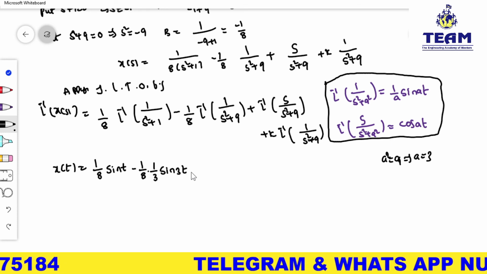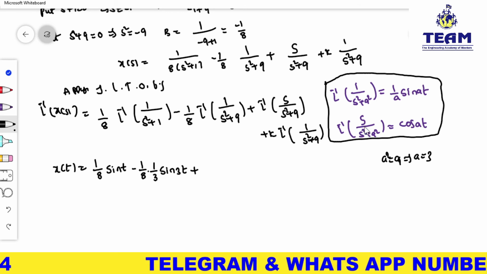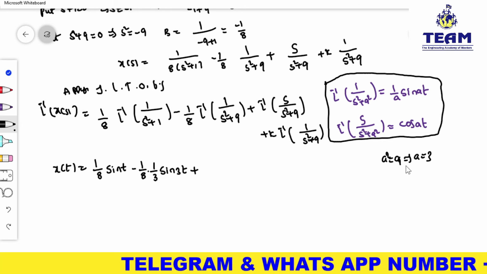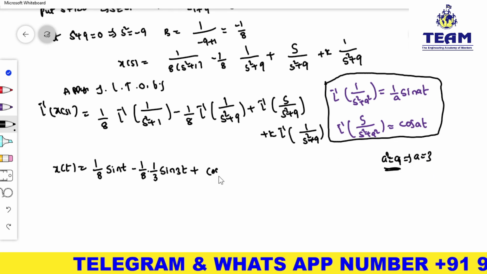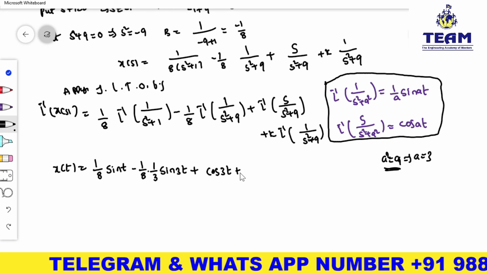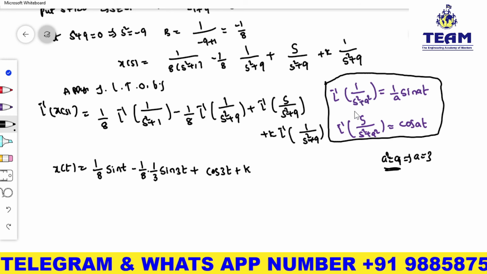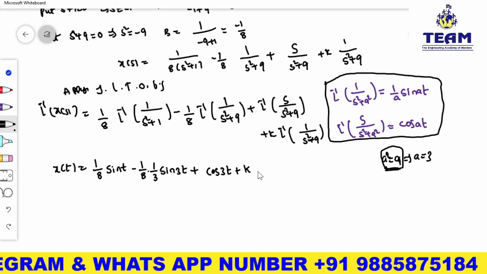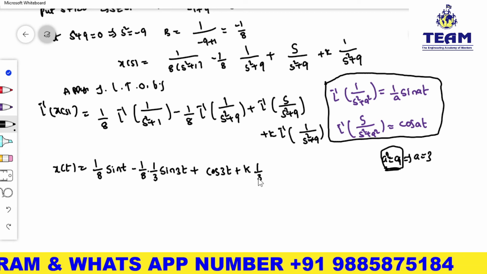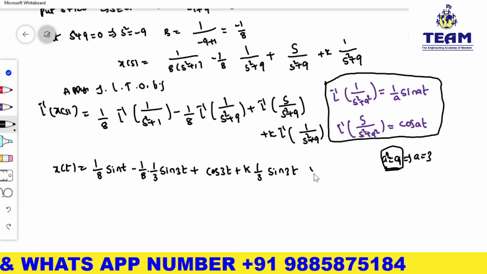Okay. Next you have plus L inverse of s by s square plus 9, which is in the form of s by s square plus a square. So again a square is equal to 9, so you put a is equal to 3. Then you will have cos 3t, plus k is an arbitrary constant. 1 by s square plus 9 is in the form of 1 by s square plus a square. So again a square is equal to 9, so a is equal to 3. So you can write k into 1 by 3 sine 3t. This is the general solution.